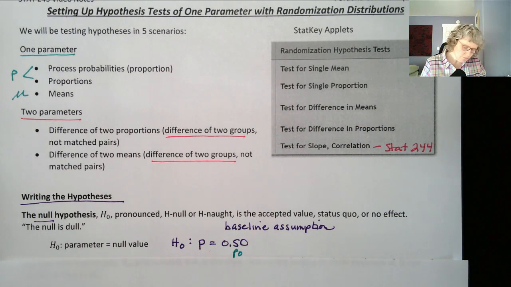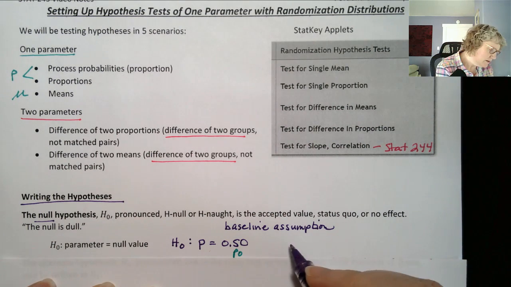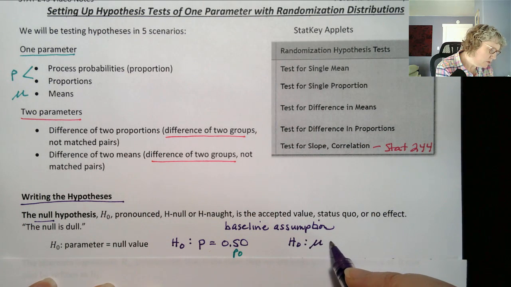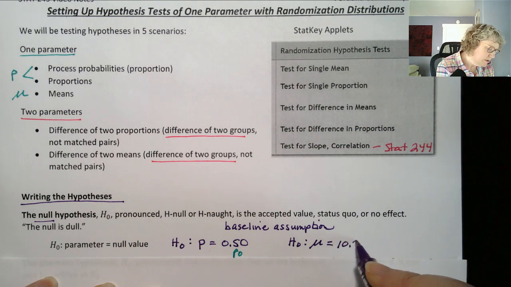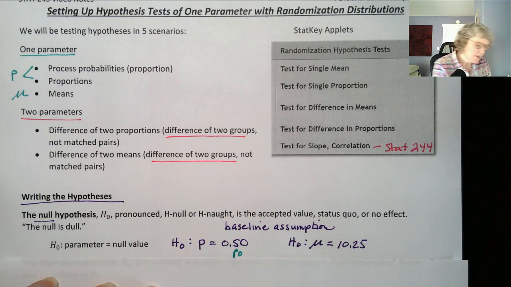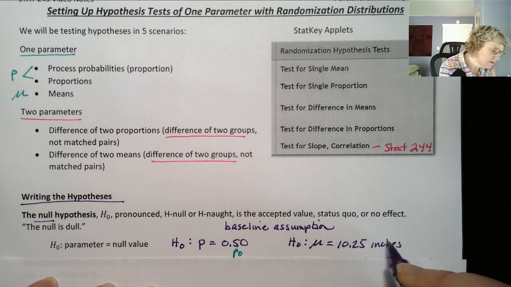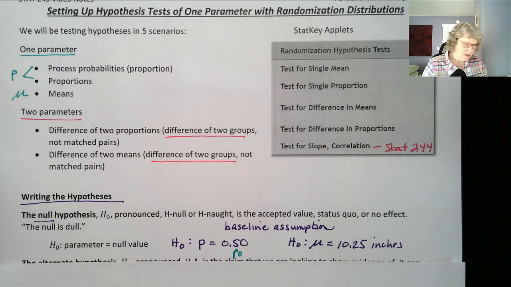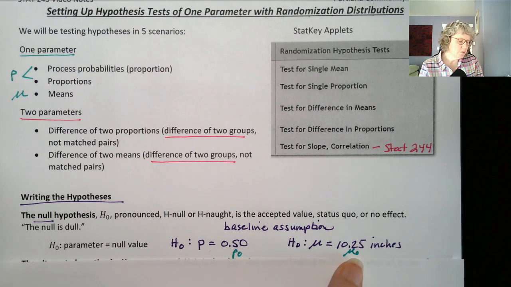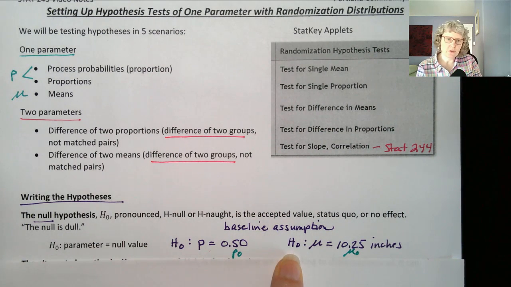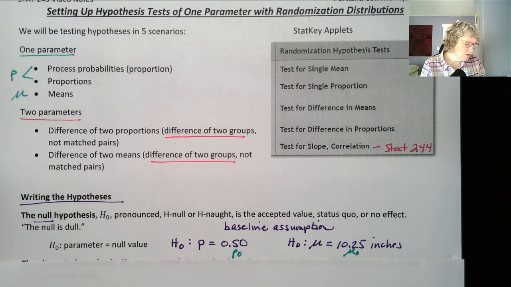Now, if we had a mean, we could write it similarly. We could write H naught colon, but this time it would be mu equals, and probably wouldn't be a 50-50, so I'm just going to say like 10.25. I'm just making up a mean. I'll say inches. And similarly, this would be our mu naught. If we want to refer to that value, we're saying that's the value under the null hypothesis. Okay, so that's how we're going to write out our null. And the other thing you might notice is it always has an equal sign.